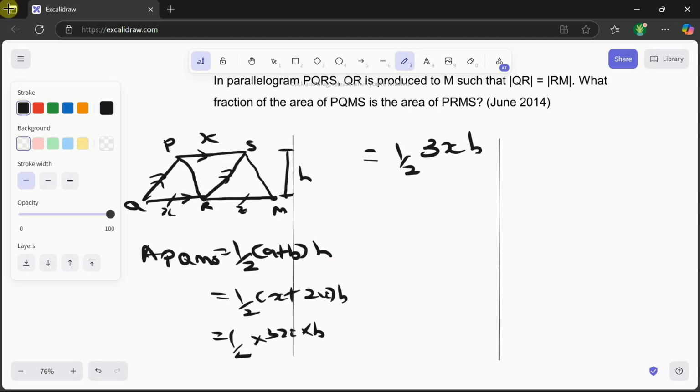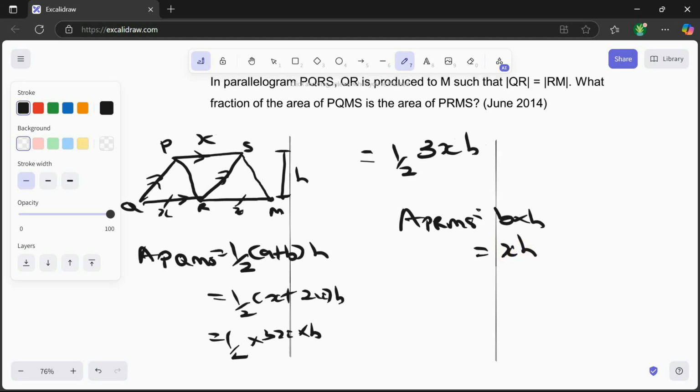Now that we know that, the next thing to find is the area of PRMS. So how do we do this? Just base times height, right? This one is the area of a parallelogram. The first one is the area of a trapezoid. The next one is the area of a parallelogram. So that would be base times height. We have the base to be X, and we have the height to be H.